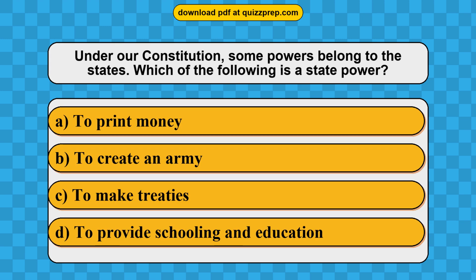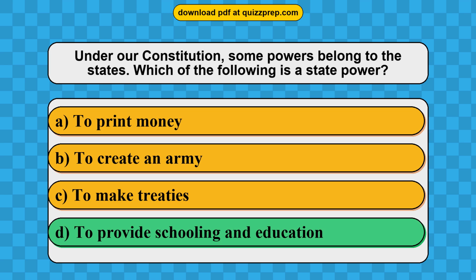Question 13. Under our Constitution, some powers belong to the states. Which of the following is a state power? Option A. To print money. Option B. To create an army. Option C. To make treaties. Option D. To provide schooling and education.